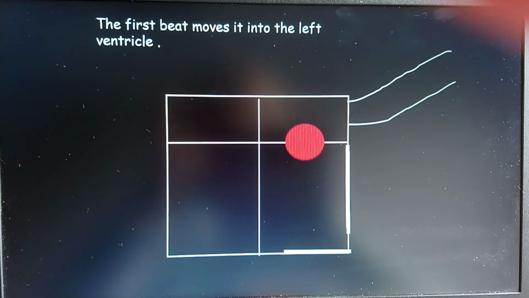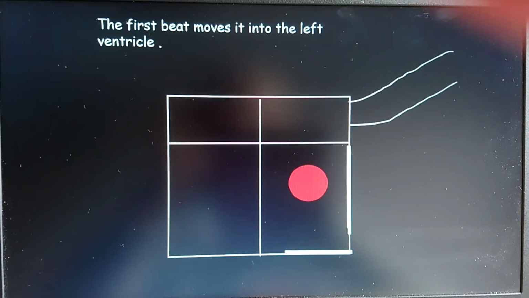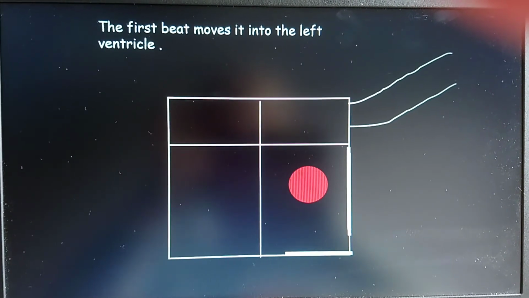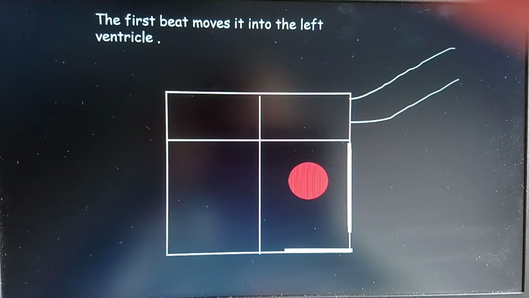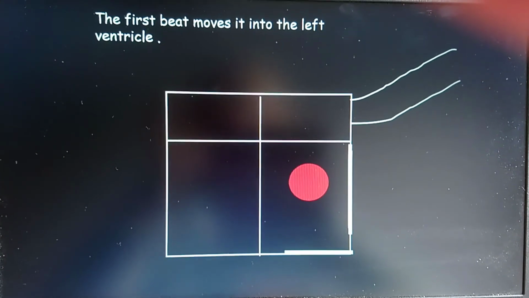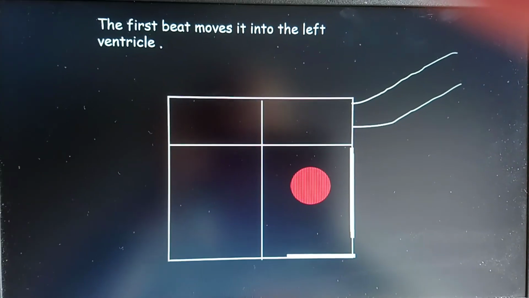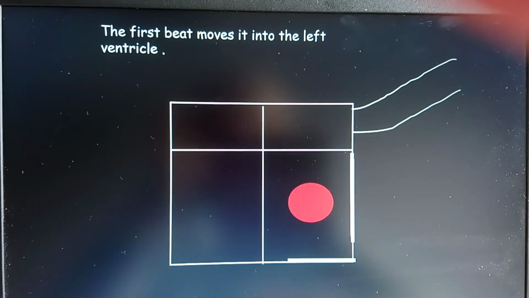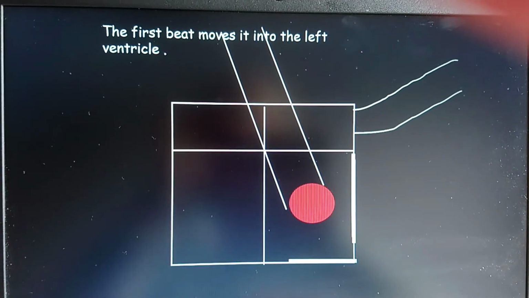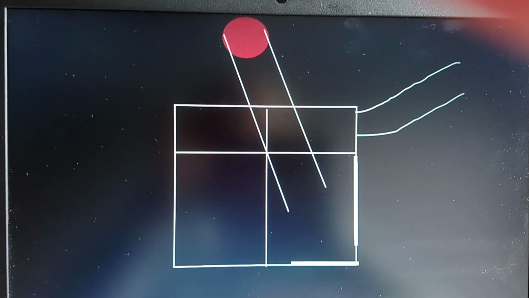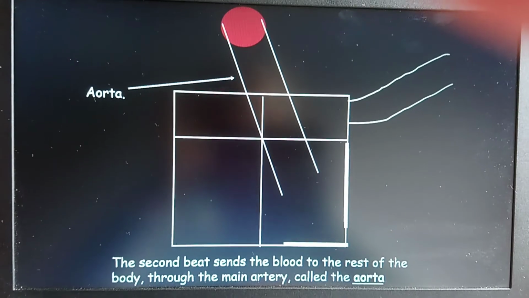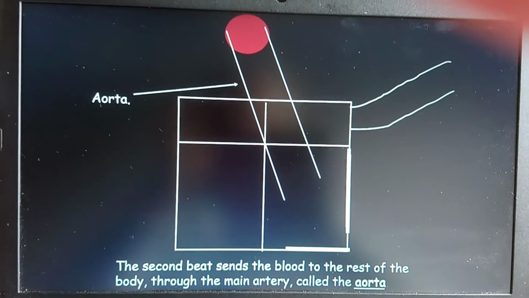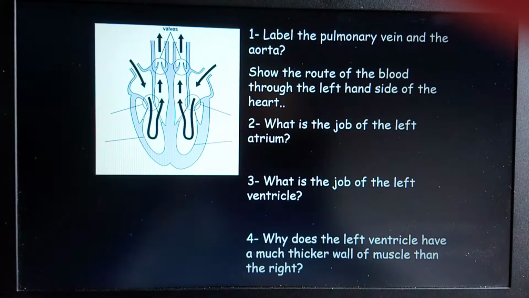First beat goes into the left ventricle. Now this blood is really rich in oxygen. Your body wants this blood. Every cell in your body wants oxygen-rich blood to deliver oxygen to it. So how does it get there? Through this massive blood vessel called the aorta. So the second beat sends blood to the rest of the body through the main artery called the aorta.